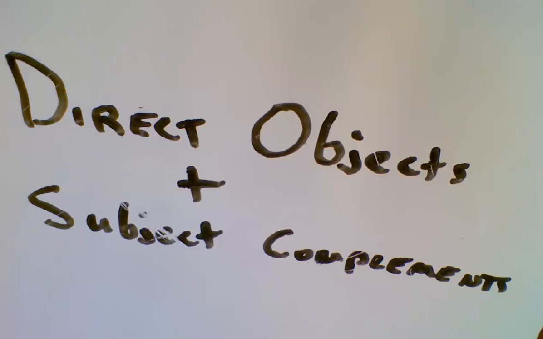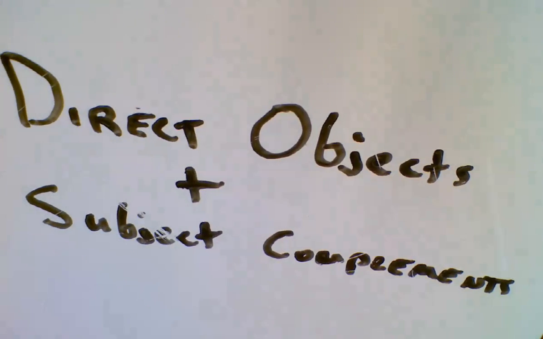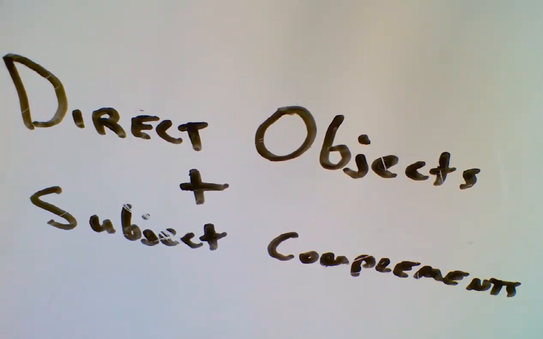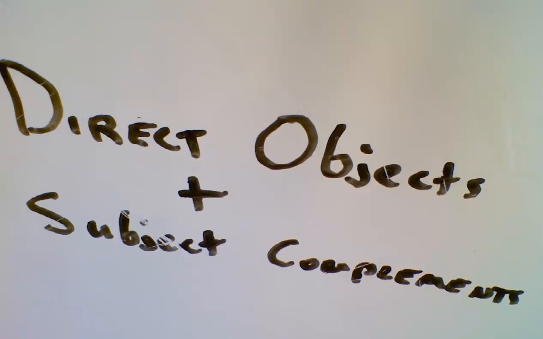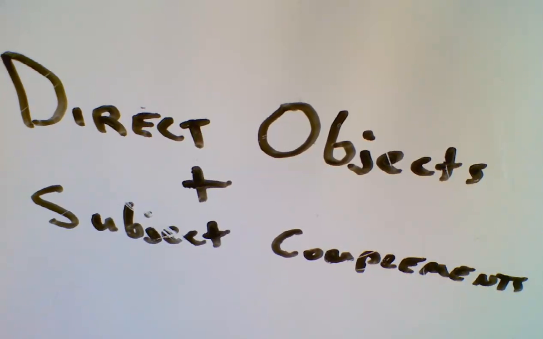Alright, Mr. Beard here. Today we're going to talk about direct objects and subject complements, how to recognize them in a sentence, how to diagram them, and then how to use them yourself in a sentence, because that is the ultimate goal, is to help you with your own writing.